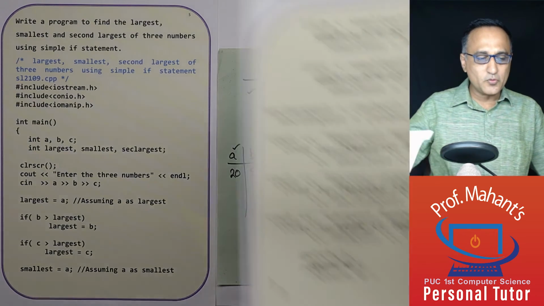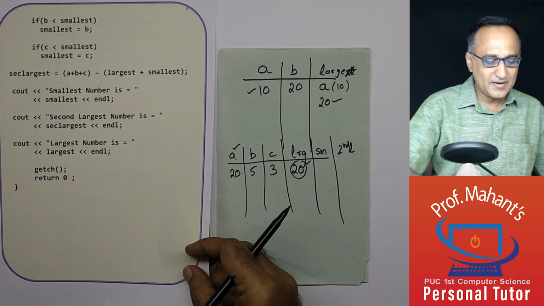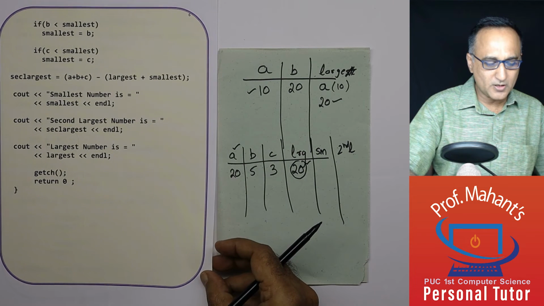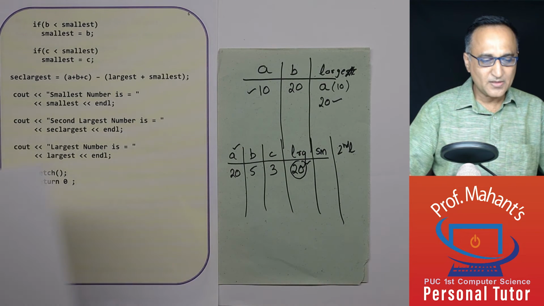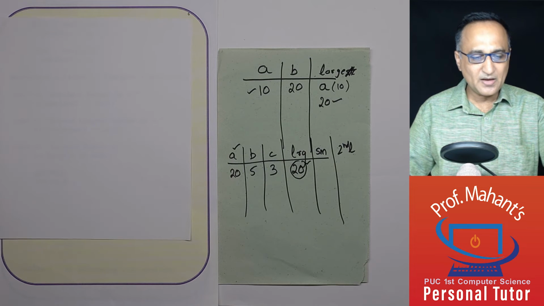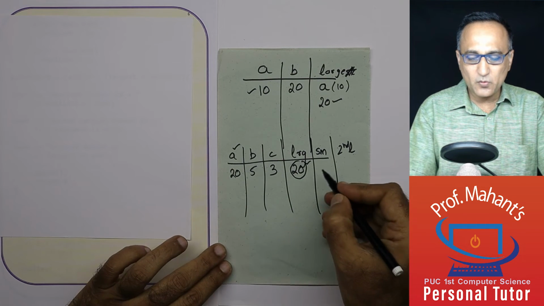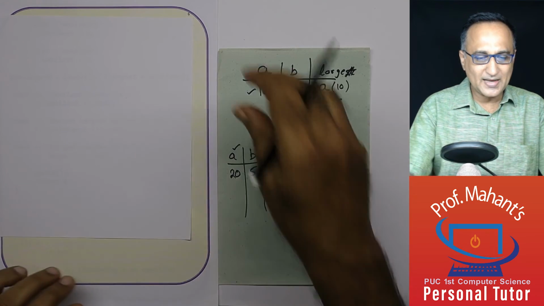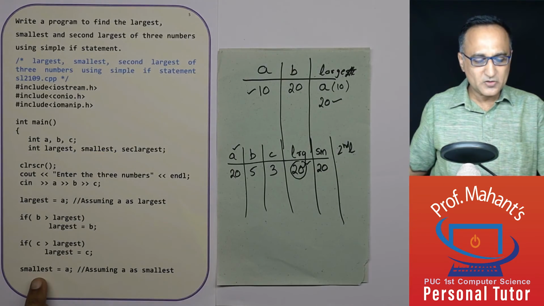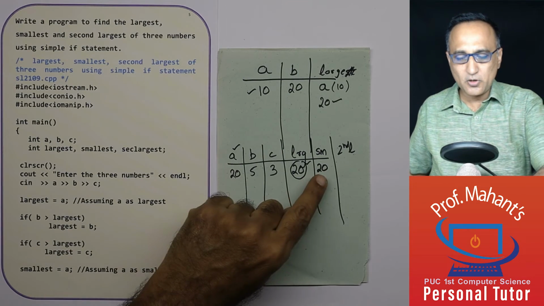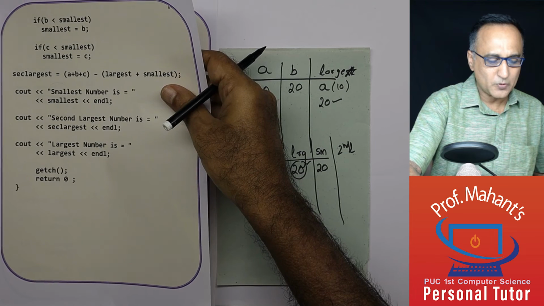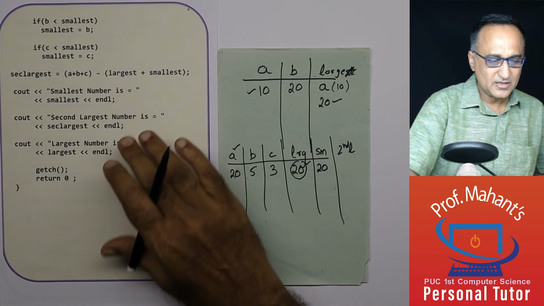Now I need to go about finding the smallest. All right, so let us see how I go about finding the smallest. In order to find the smallest, in the previous step I assumed 20 was the smallest. If you saw that last step here, I hope you did not miss it: smallest is A. So small, I have assumed it to be 20. In this way, I have processed the smallest number.